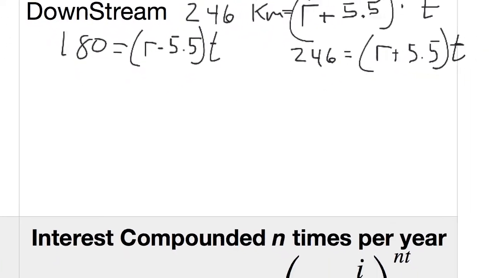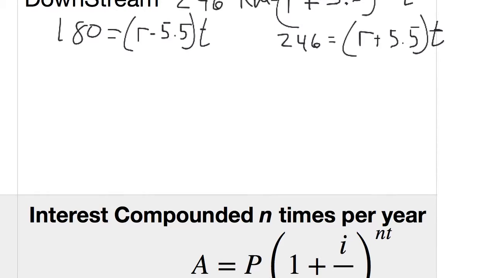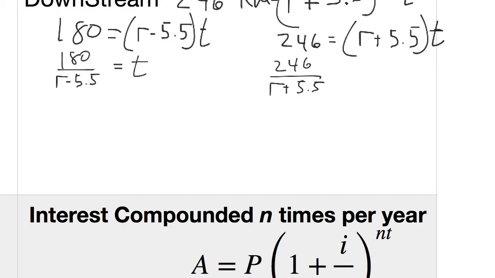Now, the one variable that we can isolate is t. We can solve both of these for t. We get 180 over r minus 5.5 is equal to t, and 246 over r plus 5.5 is equal to t. Since we have two things that are both equal to t, let's set them equal to each other.